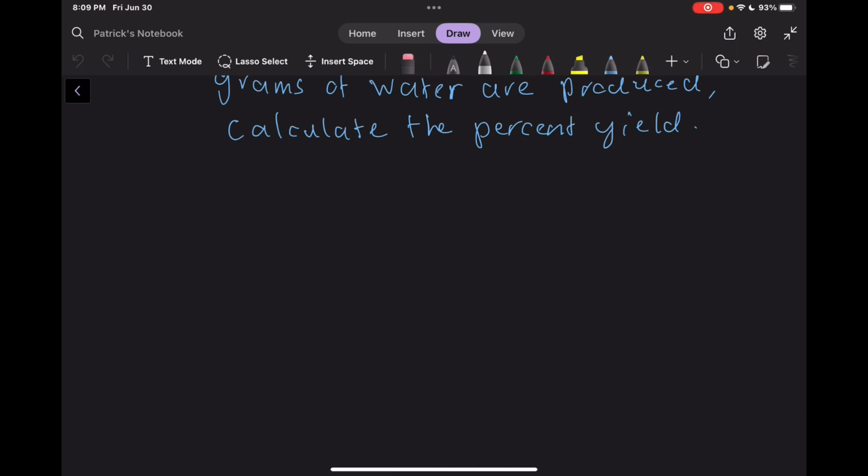Our first step is always to write out the chemical equation so we know exactly what's going on. We should know that hydrogen sulfide is H2S and that sulfur dioxide is SO2. Elemental sulfur is just the element symbol S, and water is H2O.